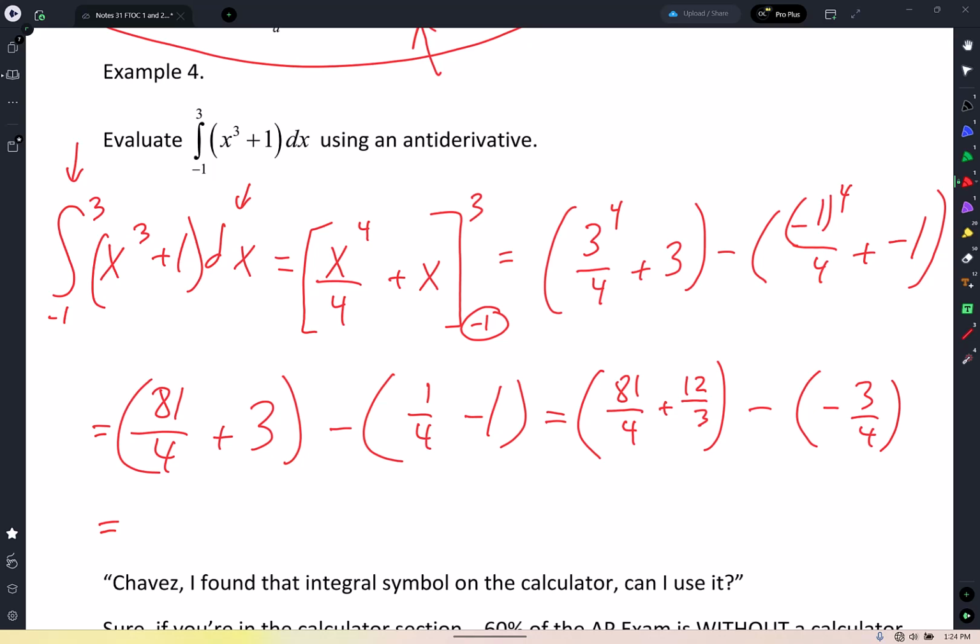Dang, I messed up here. It's not a big mess up. That should be a 4. 12 divided by 4 is 3. Okay, now we're good. 81, 91, 92, 93. 93 over 4 plus 3/4. 96 over 4. 25 times 4 is 100. So 24 times 4 is 96.